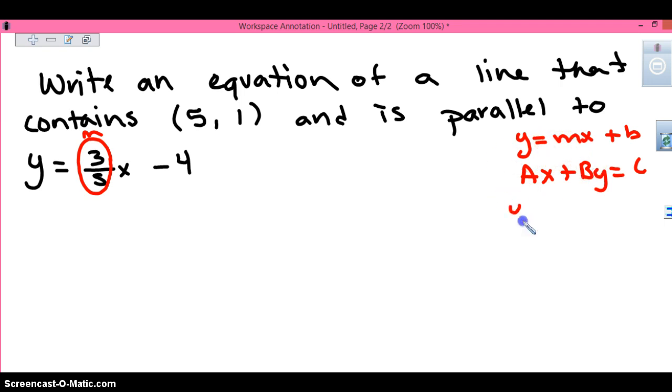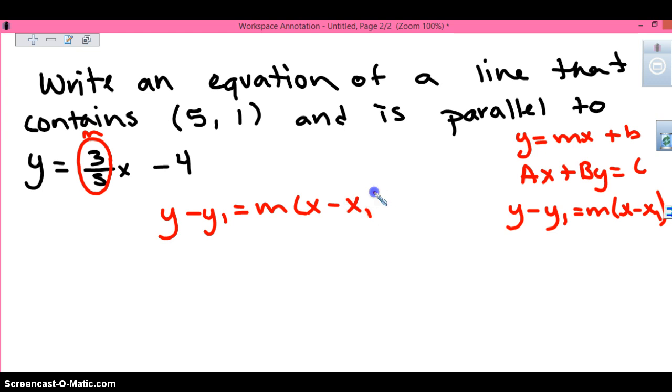And we know point slope, y minus y sub 1 equals m times x minus x sub 1. Do we have a point and do we have a slope? Yes, so we can use point slope. If we need to write an equation of the line that contains the point 5, 1, this will be our x sub 1 and our y sub 1. And it's parallel to this line, y equals 3 over 5x minus 4, where our slope is 3 over 5.